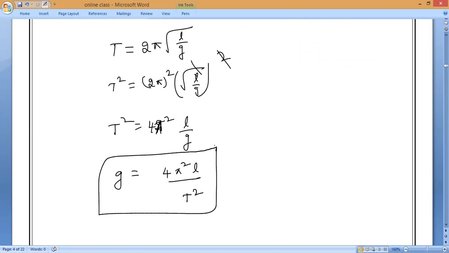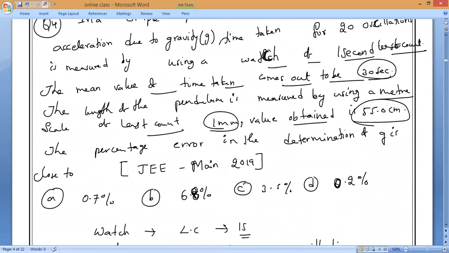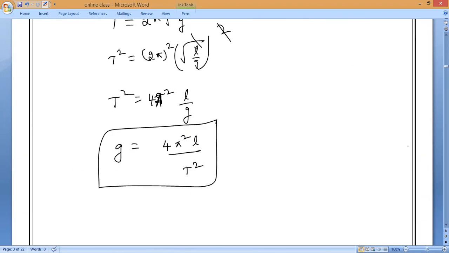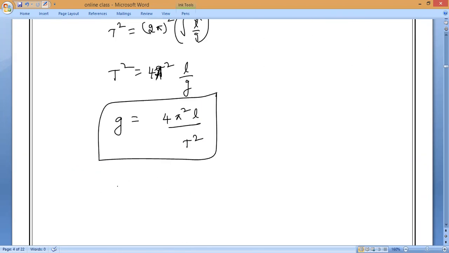Yes, sir. Now what is the question they are asking? Verify it. Find the percentage error in the determination of g. So percentage error means what can we say? Tell me fast. Almost we finish the answer. Delta g by g into 100 is equal to how much?